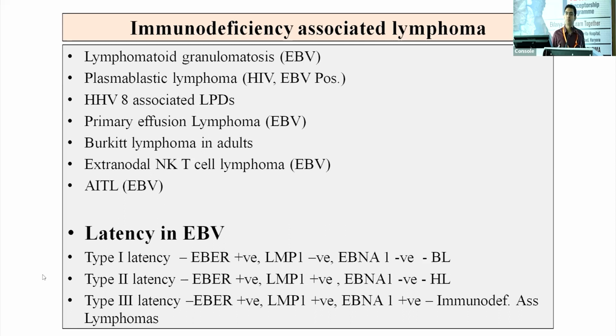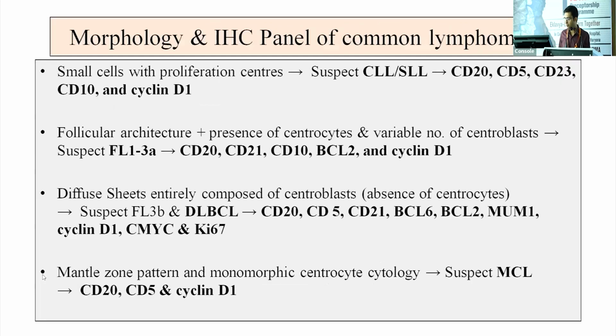So EBER is the most important marker which should be assessed in cases where we are dealing with immunocompromised lymphomas. EBER remains positive throughout the spectrum of EBV associated lymphomas. LMP becomes positive in Hodgkin lymphoma, and EBNA1, all three are positive in immunodeficiency associated lymphomas. So this may give some lead to the diagnosis.